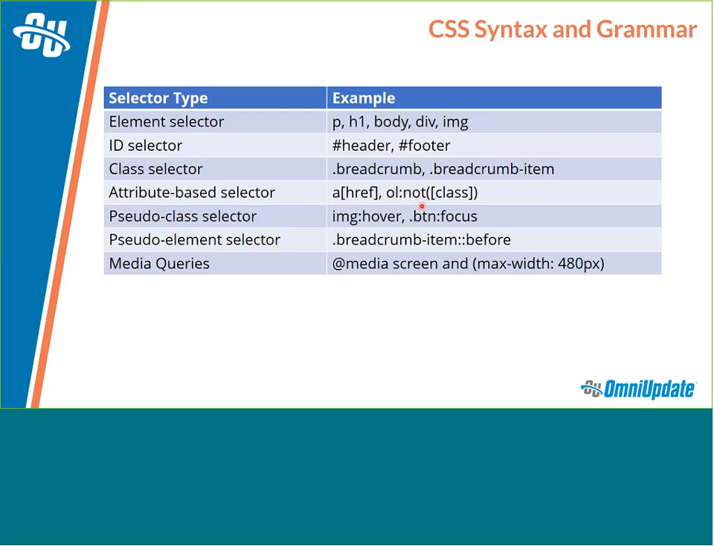This is a little bit complex, but what it basically says is it negates whatever is inside the parentheses, in this case, class. So in the previous example, it was select all A tags with an href attribute. If you negate this one, it's select all ordered list tags that do not have classes. So it's a little complex there.